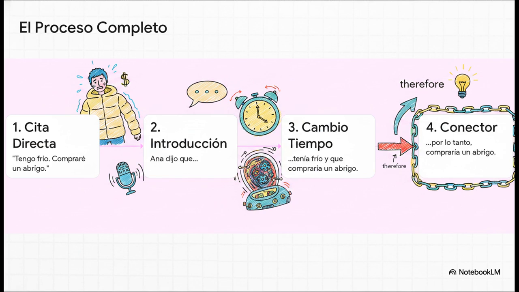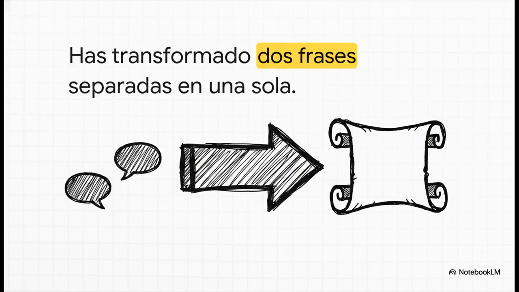Step 2, we start our report. Ana dijo que. Step 3, we fire up the time machine. Tengo, which is present, becomes tenía, imperfect. Compraré, which is future, becomes compraría, conditional. And now, for the final pro-level touch, in step 4, we add a connector to show the logic. Anna said that she was cold, therefore, she would buy a coat. Wow, look at that sentence. And just like that, you've done it. You've taken two short, simple sentences and you've stitched them together into one single, flowing, coherent narrative.